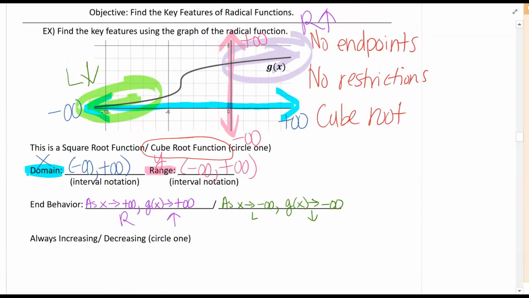And then for the increasing, decreasing, I'm looking from left to right, okay? Increasing, decreasing, you look from left to right. Which way is it curving? So start at the left side, go to the right. What's happening? It's going upwards. So it's an increasing function.